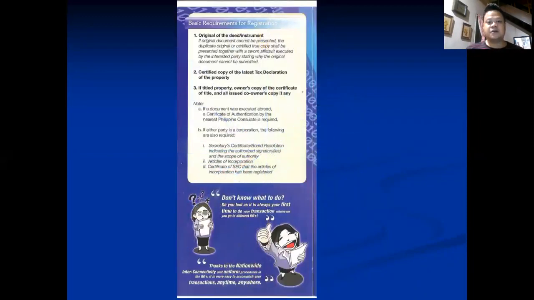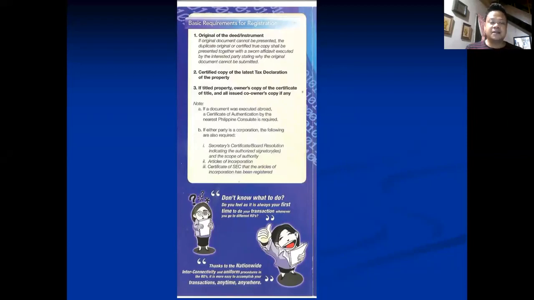Now, what are the basic requirements for registration? Ano yung mga kailangan natin if we want to register a title? Well, first and foremost, we need the original of the deed or instrument. Kaya nga, land titles and deeds, di ba? So we need that deed. So ano ba yung deed or instrument na ito? Well, basically the transfer itself requires you to present either a conveyance, which is the deed of sale, or a donation, the deed of donation, or the transfer by means of extrajudicial settlement.